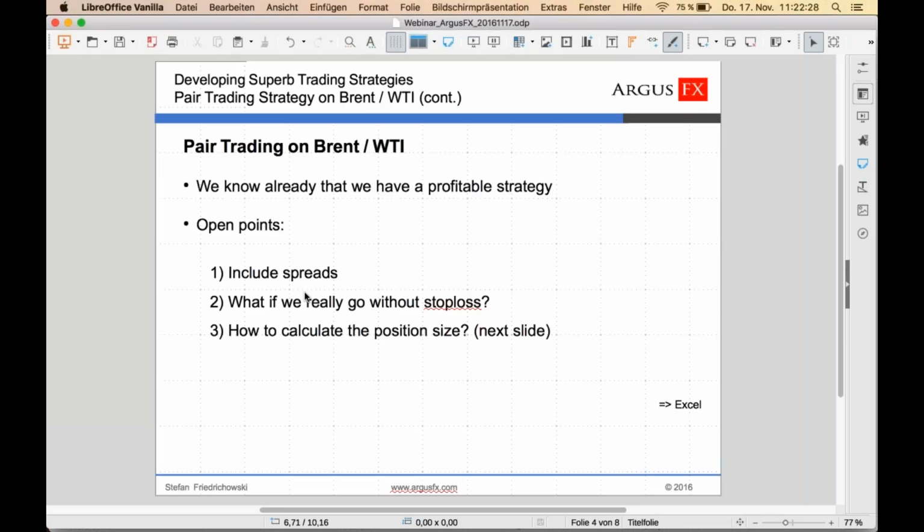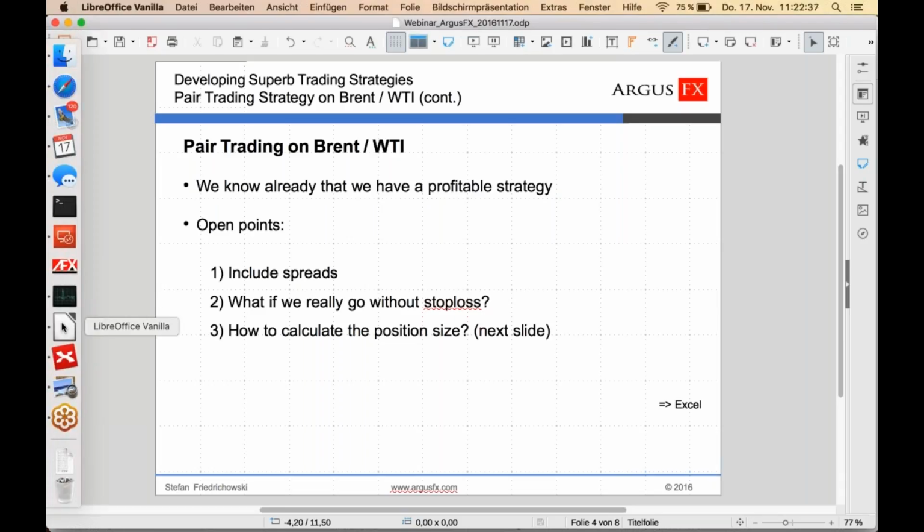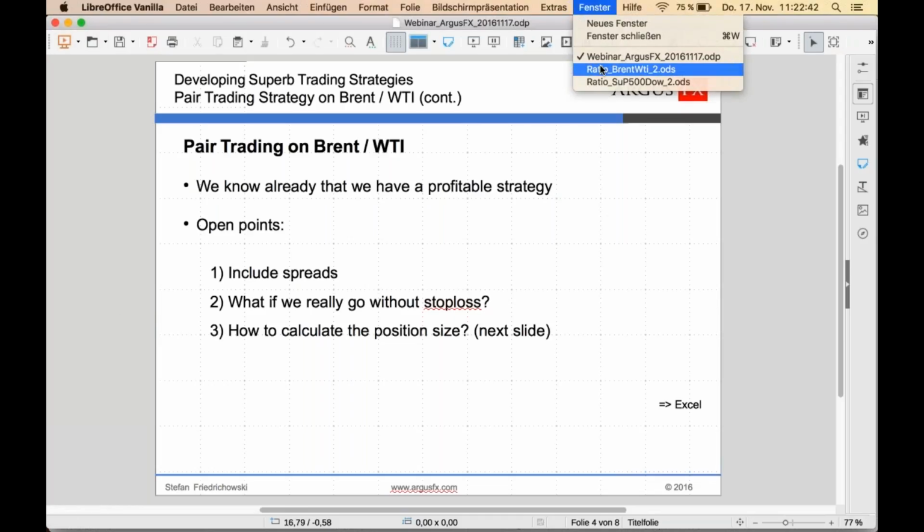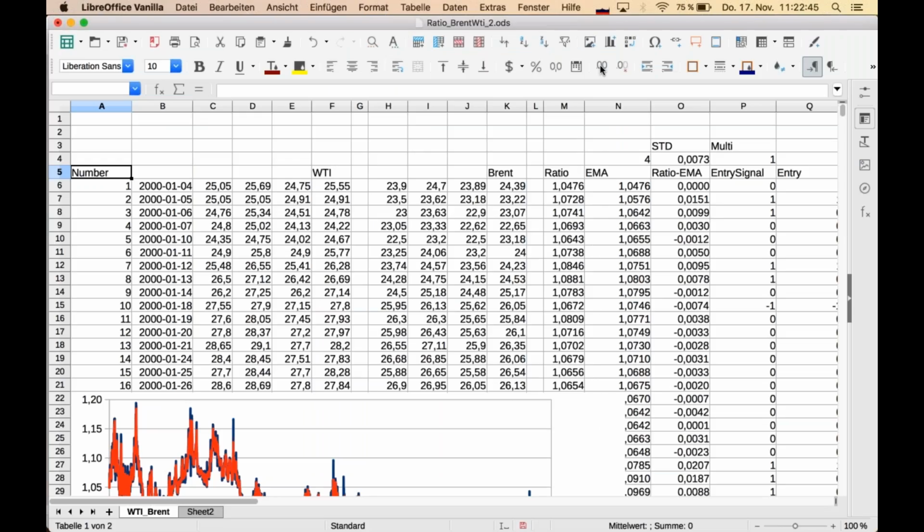And much more important is how to calculate the position size of the next trade. So that will be done during the next steps. Let's first go back to what we have already. And I have already included now the spread values, but I will show you how. Let's recap a little bit how the Excel sheet works.